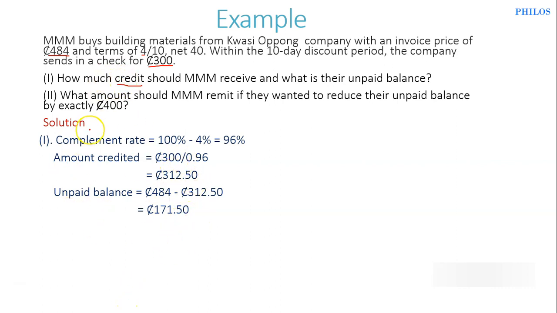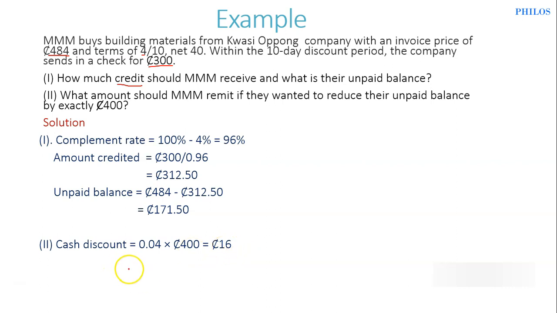So this is how to solve Roman number 1. Okay. Now Roman number 2 says, what amount should MMM remit if they wanted to reduce their unpaid balance by exactly 400 cedis? To solve this, first we find the cash discount by taking the discount rate times the 400 cedis that was paid. Okay, and that will give you 16 cedis.